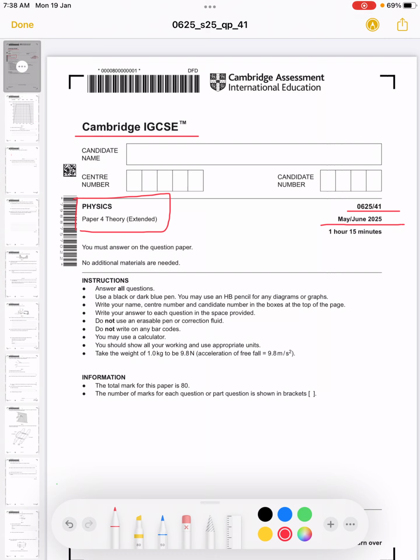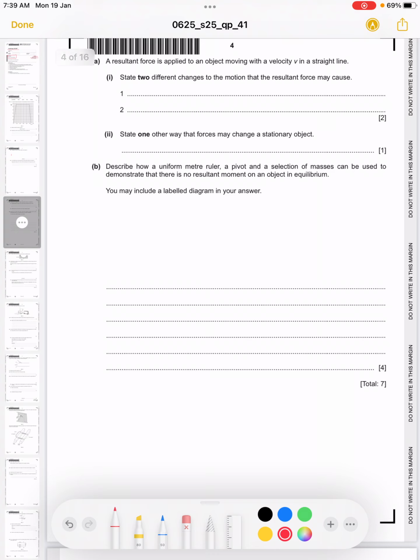In the last video, we solved question number 1, but in this one we will do question number 2. So let's start with question number 2. Read the question first. A resultant force is applied to an object moving with velocity v in a straight line. So basically we have an object that is moving with velocity v. State two different changes to the motion that the resultant force may cause.